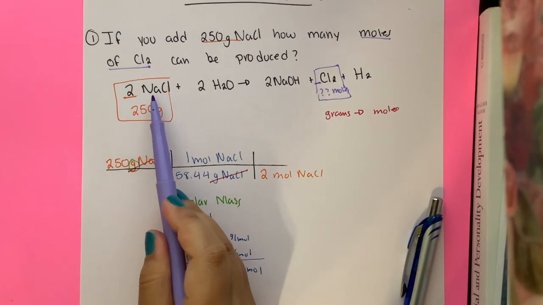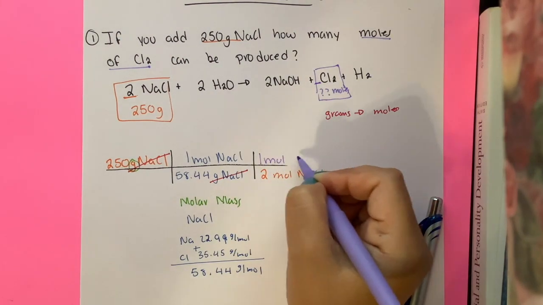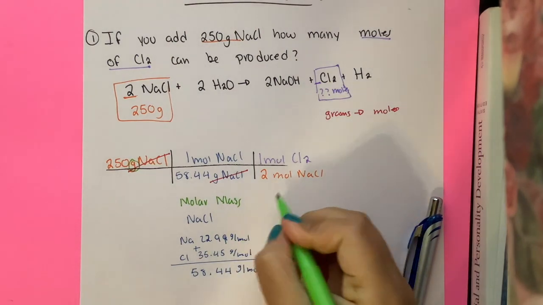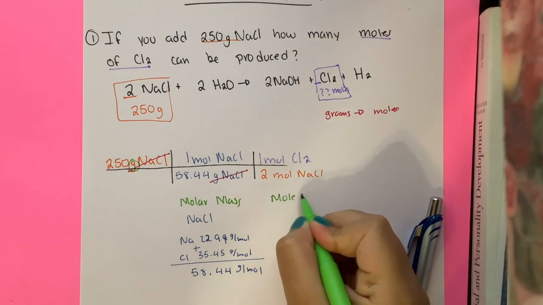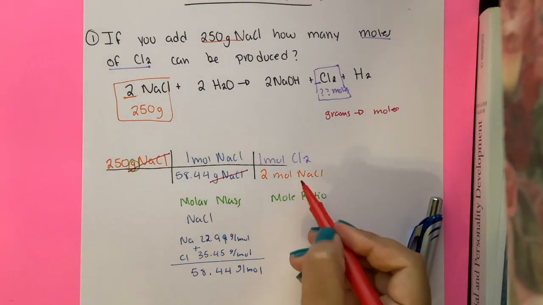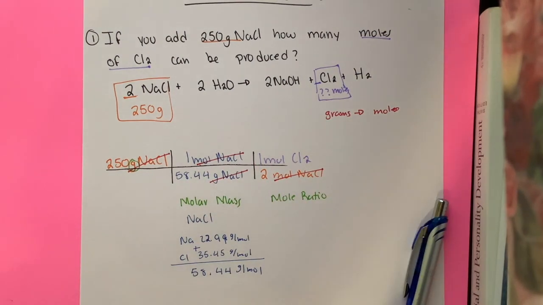So for every 2 moles of sodium chloride, I produce 1 mole of chlorine. This is a mole ratio. And remember, the reason that I put moles of sodium chloride in the bottom is that the moles of sodium chloride cancel each other out.